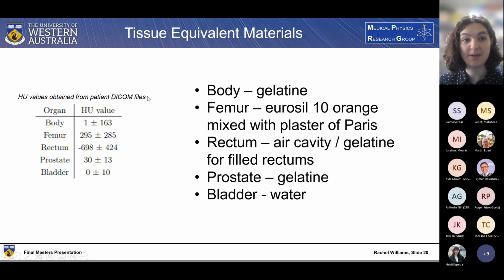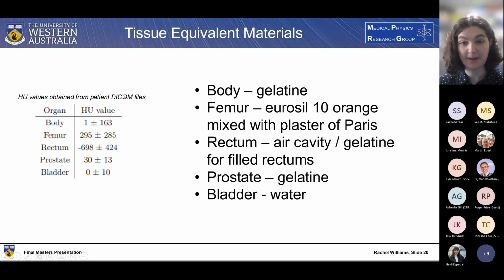In order to determine the correct HU values and select tissue equivalent materials, the HU values were obtained from the patient DICOM files using 3D Slicer. For the body, the HU value was 1 and gelatin was selected as a tissue equivalent material. The femur had an HU value of 295, so Uracil 10 orange was mixed with plaster of Paris to reach this high density. The rectum was left as an air cavity for half of the CT scans and was filled with gelatin for the rest.